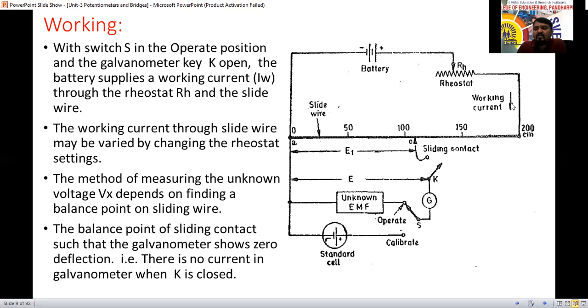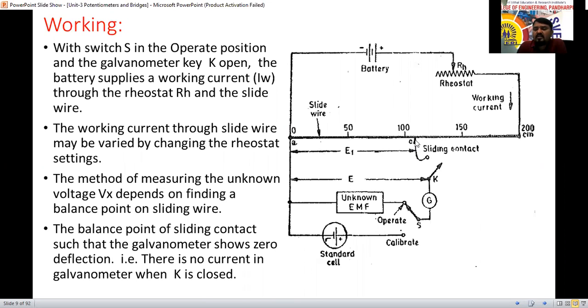We can set the value here, but while calculating the unknown EMF, we cannot change the resistance. We have to pass a constant current throughout the length of the wire. The method of measuring unknown voltage Vx depends on finding a balance point on the sliding wire. We have kept this in operate mode, so we have to close this key K into the sliding contact, which is also a closed conducting path.